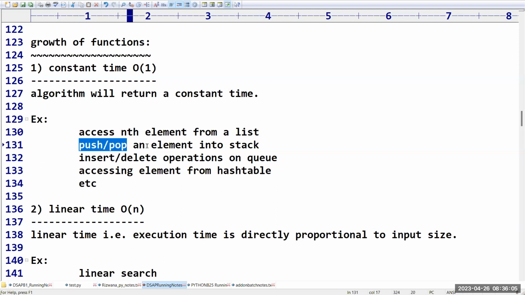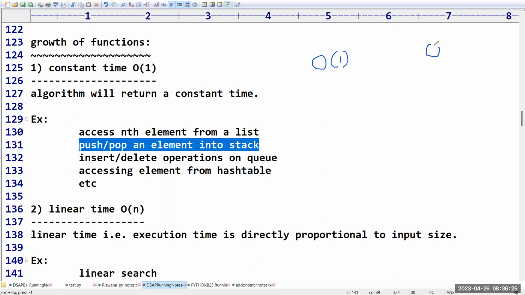Suppose I want to perform a push or pop operation on a stack, insertion and deletion from a stack. Then it is going to take big O of 1, unit time. Suppose I want to insert an element into a binary tree. First we have to compare with the root element. If the element is less than the root element, we insert it in the left subtree. If it is greater, we insert it in the right subtree. Again we need to check like this, so it requires n number of steps.